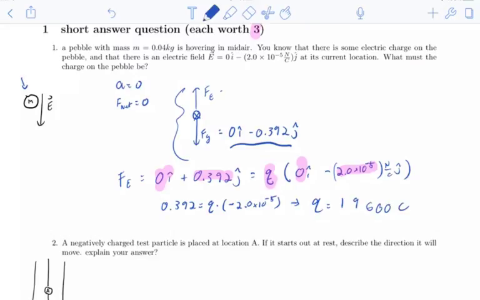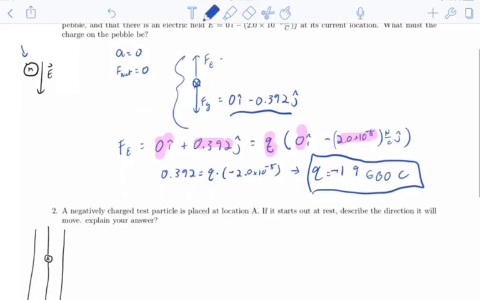There is minus 19600 coulombs of charge, which is a lot, but this is the type of answer you get when you write a question at 10 o'clock at night without checking your numbers. Anyway, that's what the numbers tell us. That's the charge on it.